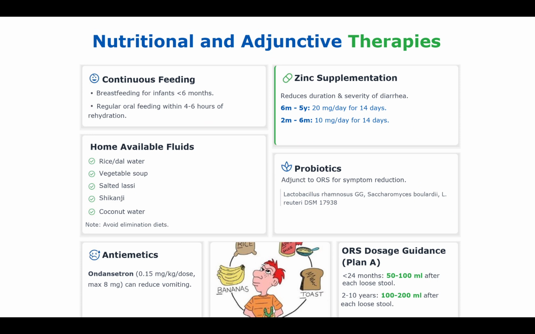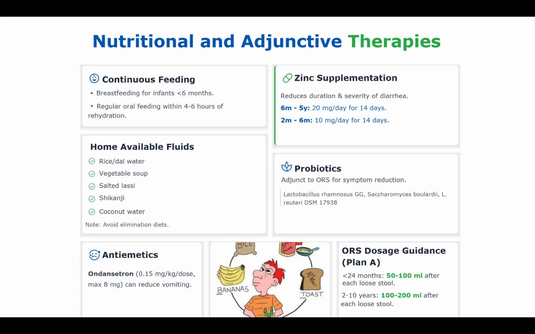Zinc supplementation is highly recommended due to its proven efficacy in reducing both the duration and severity of diarrhea and in preventing further episodes for up to 3 months. The recommended dose is 20 mg per day for 14 days for children aged 6 months to 5 years and 10 mg per day for 14 days for infants aged 2 to 6 months. Probiotics can also serve as a beneficial adjunct to ORS. Selective strains such as Lactobacillus rhamnosus GG, Saccharomyces boulardii have shown effectiveness in reducing the duration and intensity of symptoms.